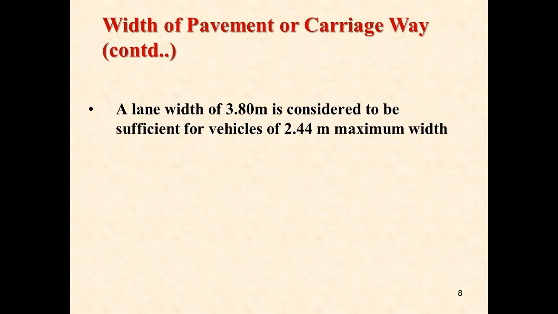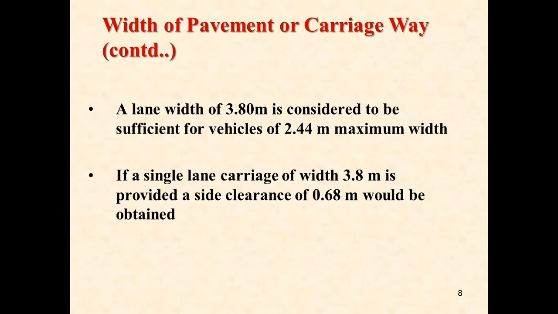3.8 meters is sufficient for vehicles of 2.44 meters maximum width. If a single lane carriageway of 3.8 meters is provided, a side clearance of 0.68 meters would be obtained. The width of the vehicle is 2.44 meters and the clearance we are going to provide is 0.68 meters on both sides, 0.68 and 0.68. Altogether, we are able to get 3.8 meters.